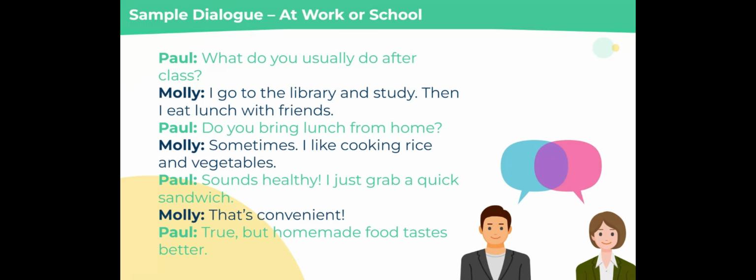Paul: What do you usually do after class? Molly: I go to the library and study. Then I eat lunch with friends. Do you bring lunch from home? Sometimes. I like cooking rice and vegetables. Sounds healthy. I just grab a quick sandwich. That's convenient. True, but homemade food tastes better.